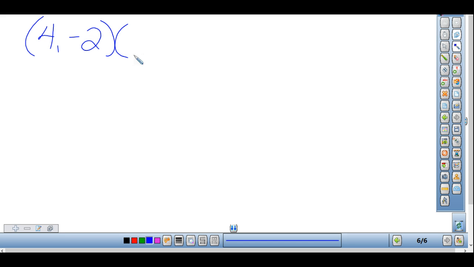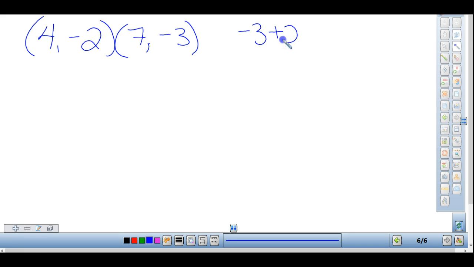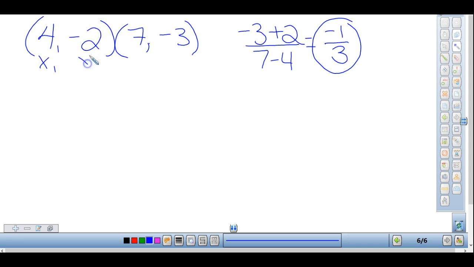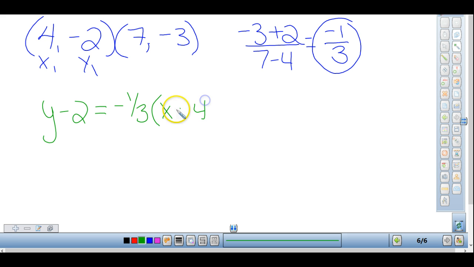If I've got (4, negative 2) and (7, negative 3), first step is to find our slope. So negative 3 plus 2 over 7 minus 4. So we have negative 1 divided by 3. That slope is negative 1/3. Now we put it into point slope form. Y minus 2 equals negative 1/3 times x minus 4.